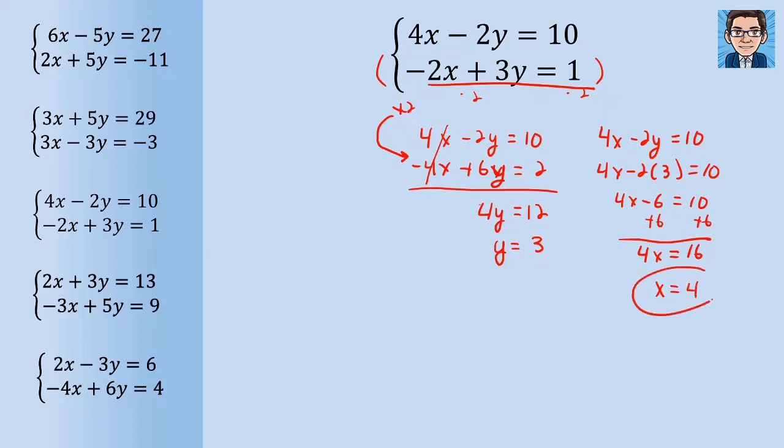So our answer for this is going to be 4 and 3 are the x and y values that make both of these equations true, and therefore are the solution to this system of equations.